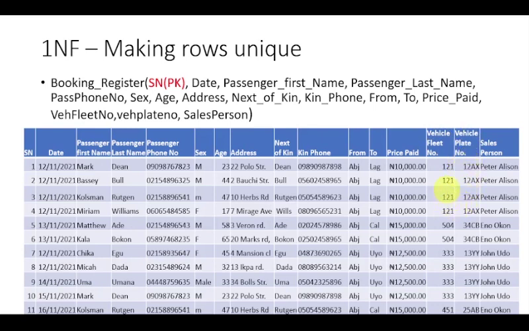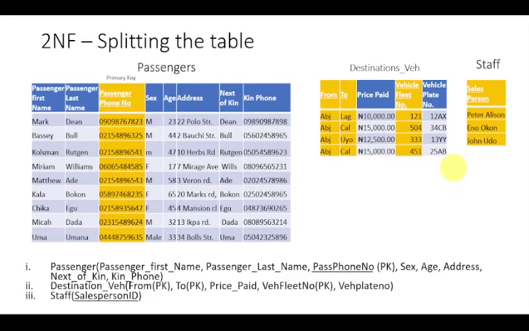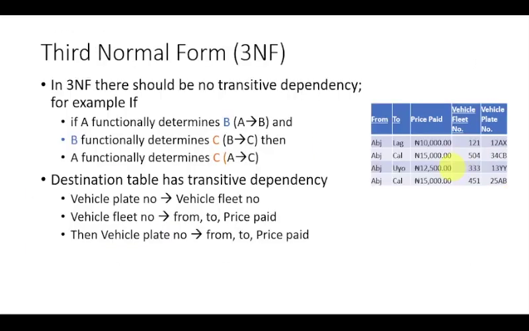Why do we have to allow such repetition? Why don't we just give him an opportunity to enter just 121 and 12AX once, and then anytime he needs such values, all he has to do is look up the vehicle table and get the value of the fleet number, and automatically that will bring up any other information needed about the vehicle. So we need to split that table.